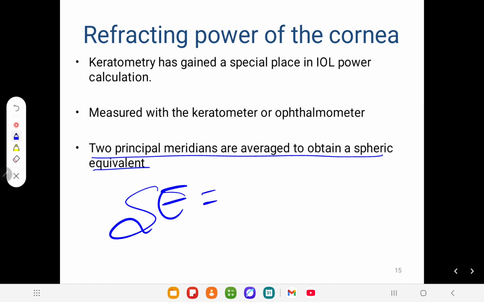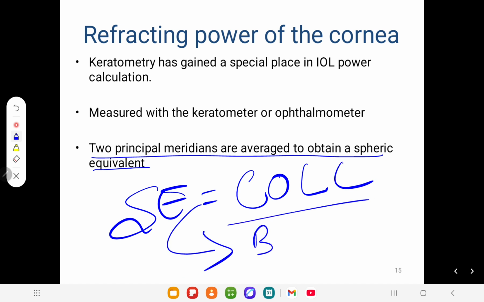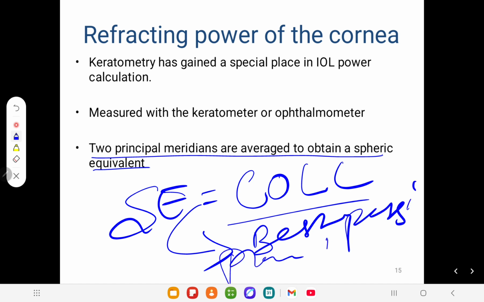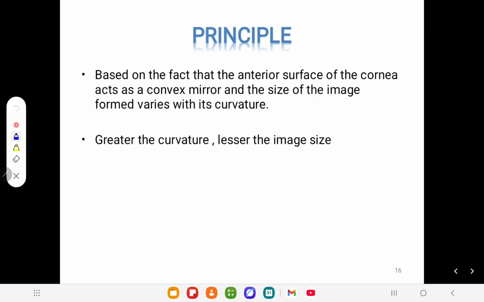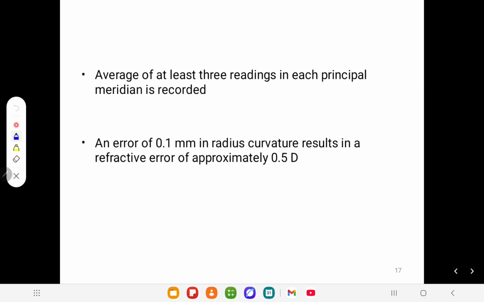Why? Because spherical equivalent means circle of least confusion. Why is the circle of least confusion very important? Because it's the best possible place where visual acuity is high, isn't it? In Sturm's interval. That's why we always average the two meridians, because we want a spherical equivalent. The principle is based on the fact that the anterior surface of the cornea acts as a convex mirror, and that's the principle of keratometry, and I don't want to talk about it.